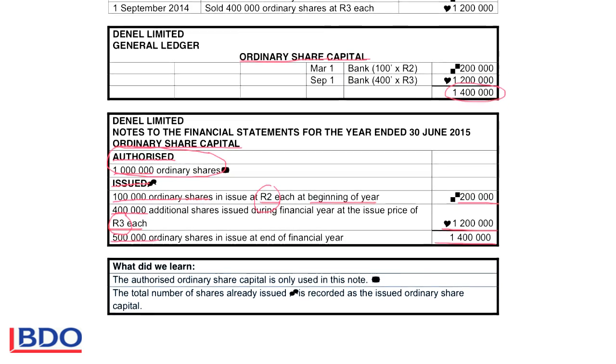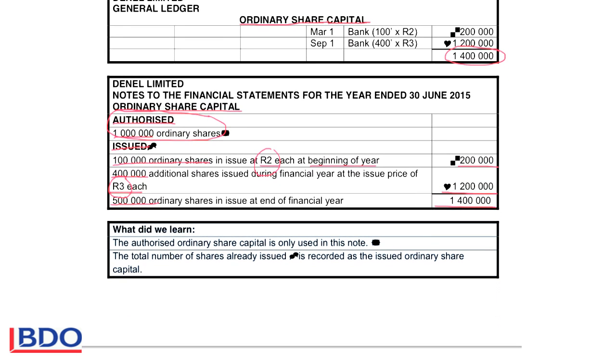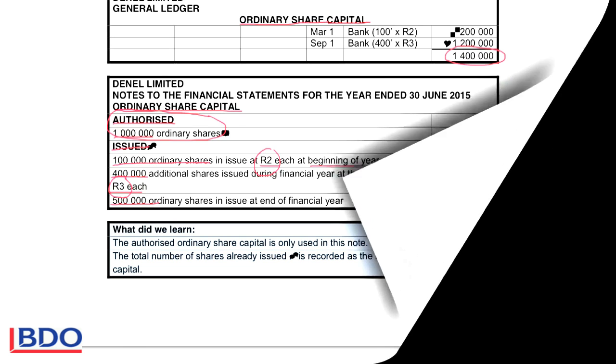So what did we learn today? The authorized share capital is only used in this note, and the total number of shares already issued is recorded as the issued ordinary share capital.